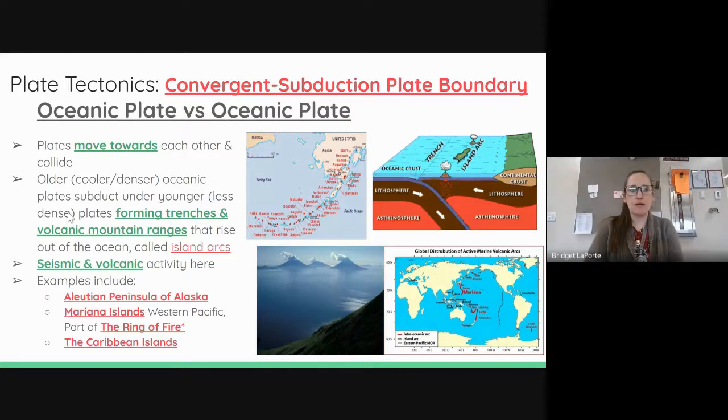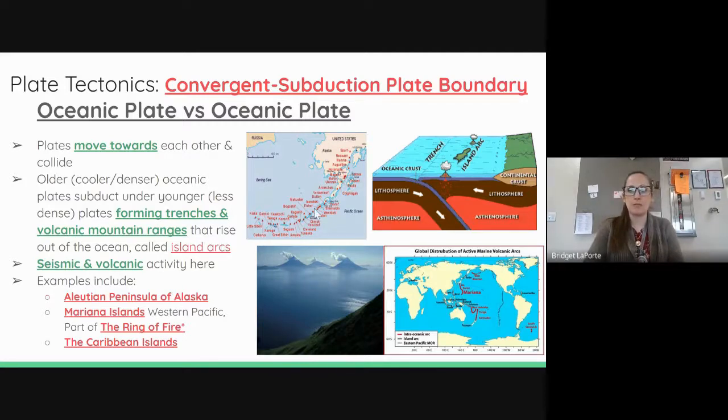So again, the same process is occurring, but now we have two oceanic plates. So their densities are going to differ by age. The older oceanic plates are going to be more dense because they'll be a little cooler. And so they are going to slide again underneath the less dense and younger oceanic plate. And so again, we're going to get those trenches like we saw in the previous example and those volcanic mountain ranges. But these are obviously going to rise out of the ocean, all right? And they're going to be called island arcs, all right?